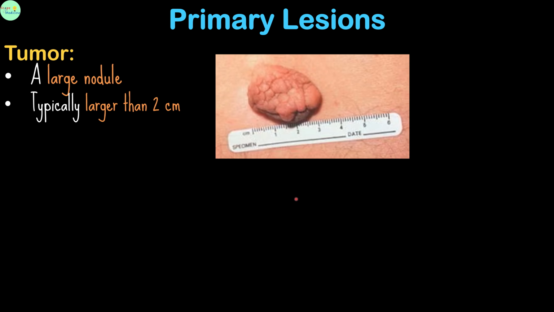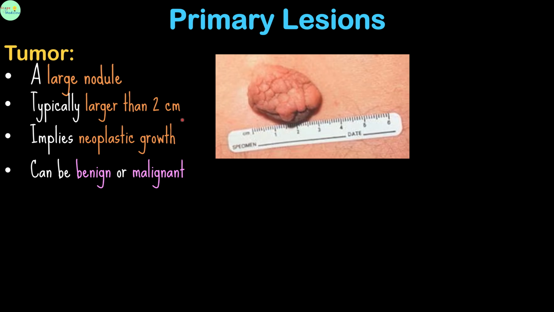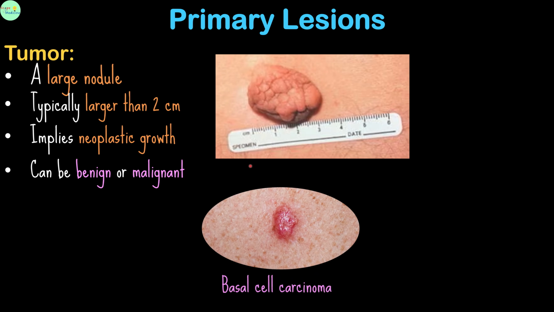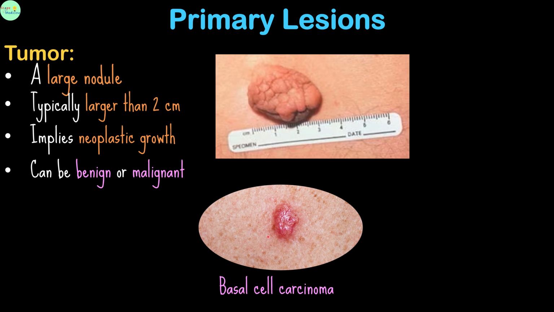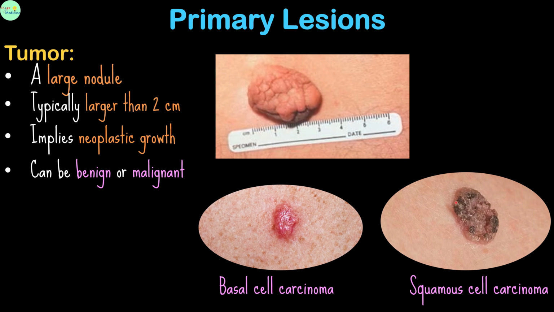A tumor is a large nodule, typically larger than 2 centimeters. The term often, but not always, implies a neoplastic growth which can be benign or malignant. Examples include the pearly, telangiectatic nodule of a basal cell carcinoma and the keratotic nodule of a squamous cell carcinoma.